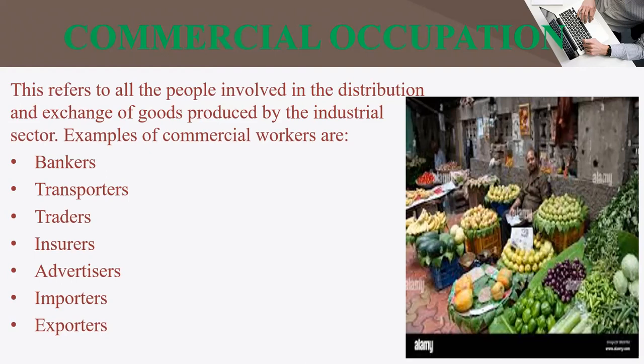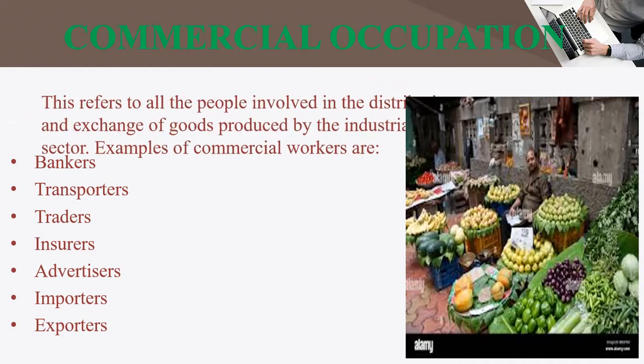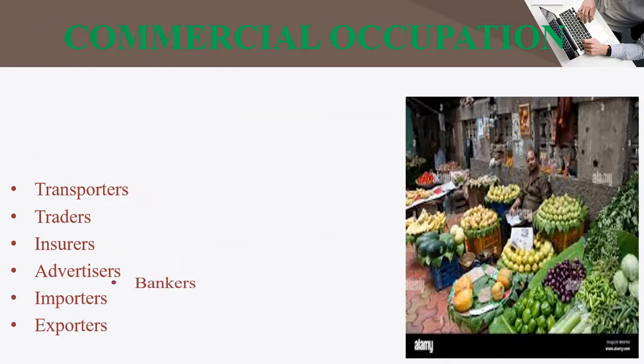And examples of workers who fall under this category are bankers. Bankers render services to people. We have transporters, they render services to people. We have traders, they sell to people. We have insurers, advertisers, importers, exporters, and so many others, even warehousing too. Yes, we have that under this category.